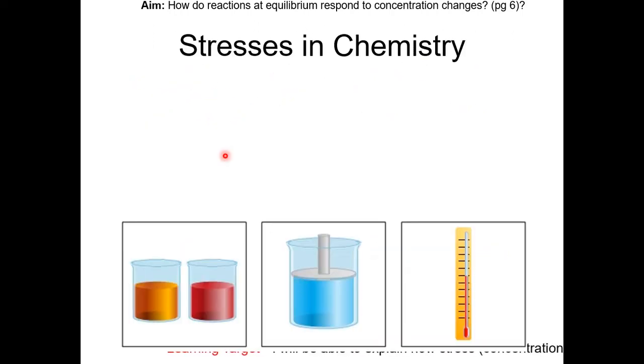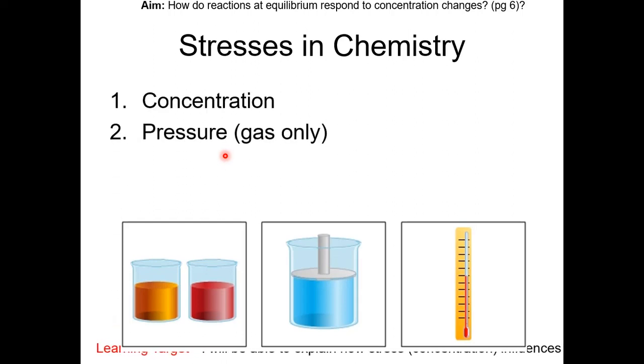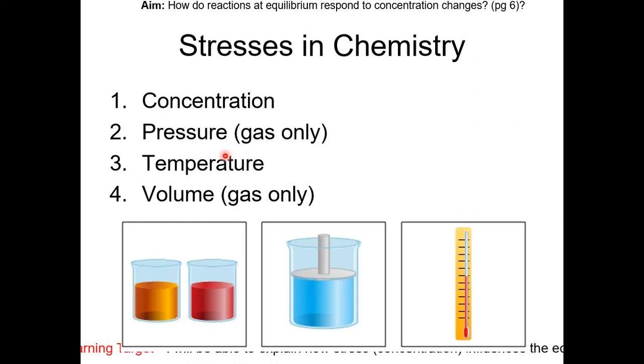In chemistry, here are some stresses for chemical reactions: concentration, pressure, temperature, and volume. In this lesson, we'll be focusing on the concentration stress. In the next lesson, we'll be focusing on the pressure and temperature stress.